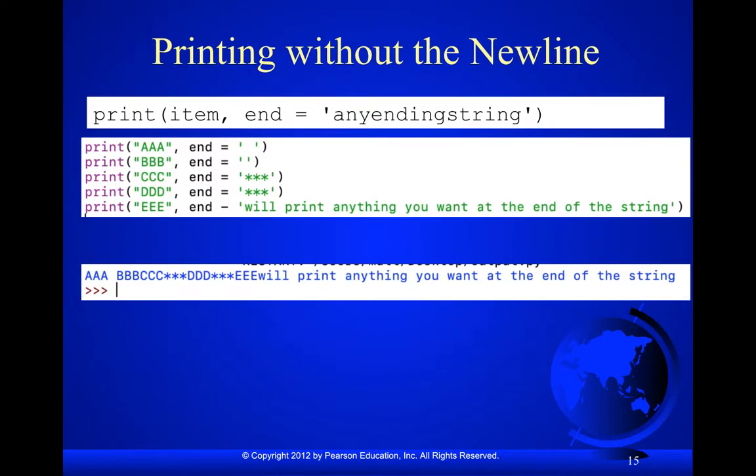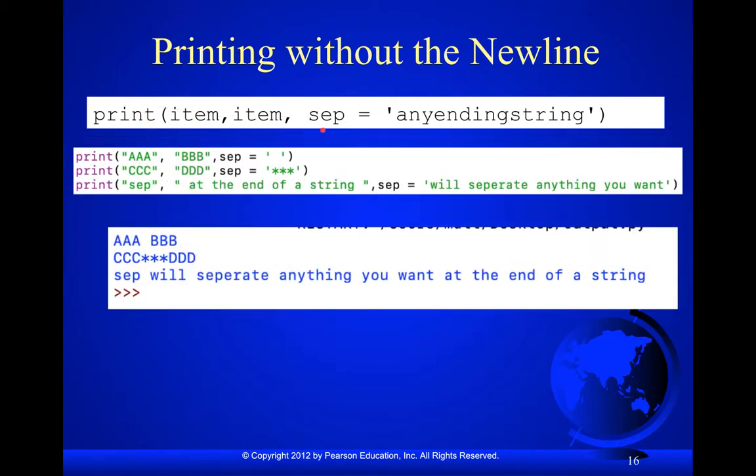The other way to format text or strings is to use the end function. So you have an item, and then you put a comma, end equals, and then how do you want to end that string? So anything in these quotation marks, it'll print what you want. So you plug this in, it prints a space after the three A's, no space after the B's, 3 stars after the C's and D's. So you'll know that after this, it'll print anything you want after the string.